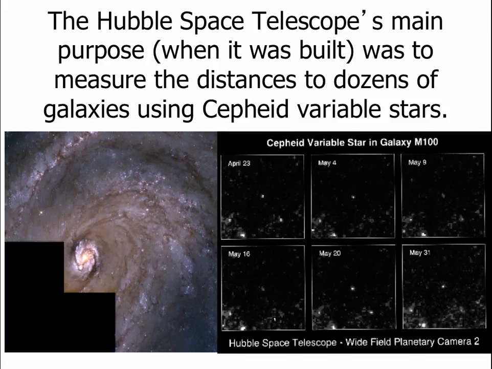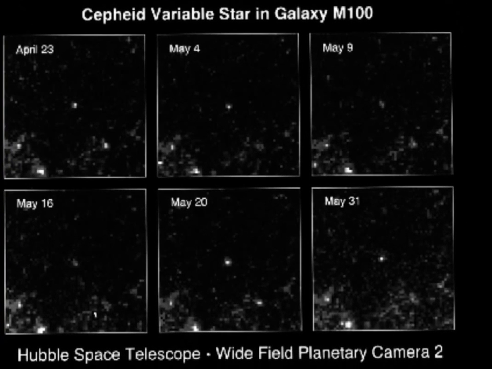And so here's a picture on the left that the Hubble Space Telescope took of a spiral galaxy called Messier 100, and on the right it's a close-up of a very tiny region in the picture on the left, and you can see an individual star in this galaxy Messier 100. You notice that it gets fainter over time between April 23rd and May 9th, sort of hits bottom at May 9th, May 16th, and then it gets brighter again by the end of May.